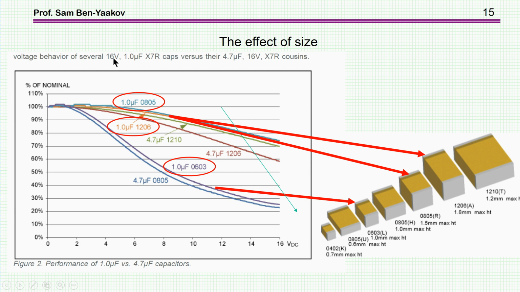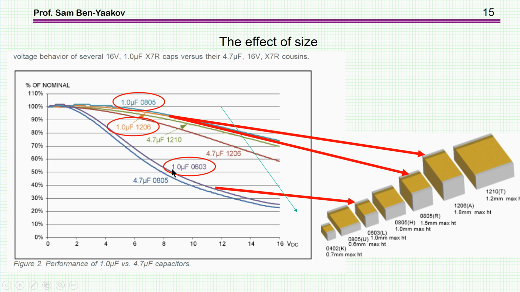Both are for 16 volt, X7R. Let's concentrate on the 1 microfarad capacitor. Here we have the 1 microfarad, and this is also 1 microfarad, these two lines here. And these two are different in size, okay? This is this size here, 1206, the bigger size. This is somewhat smaller size.